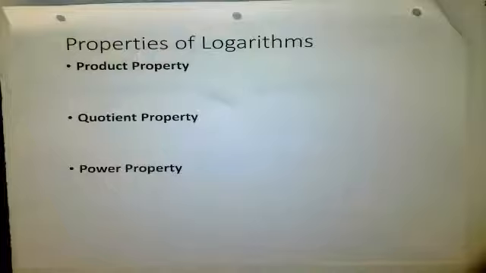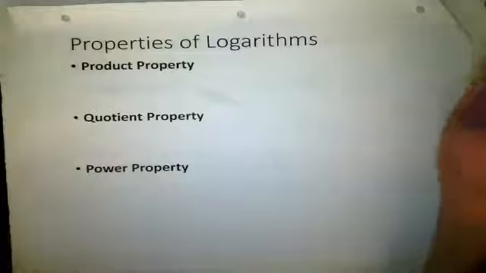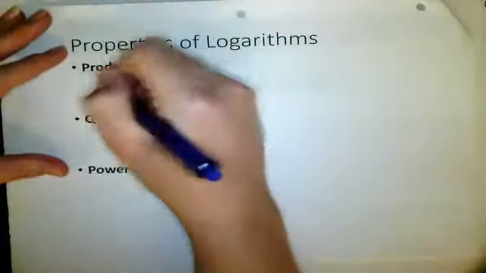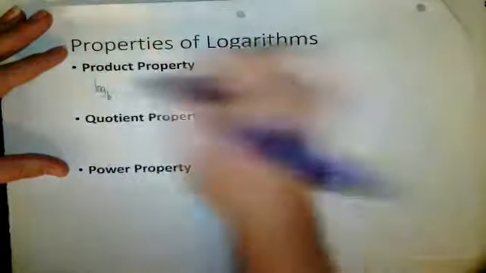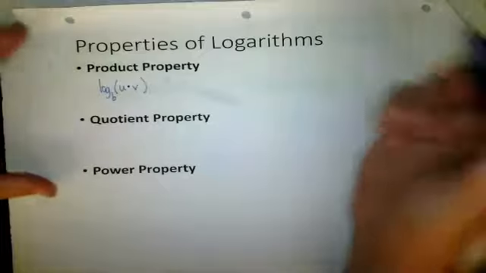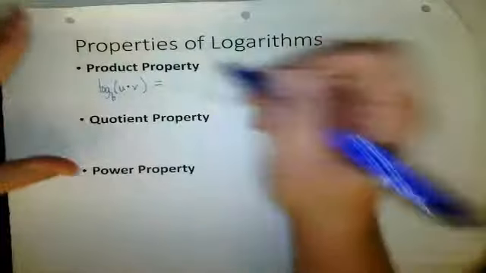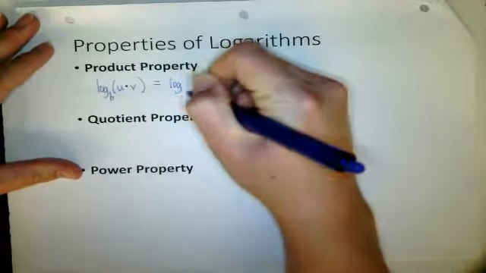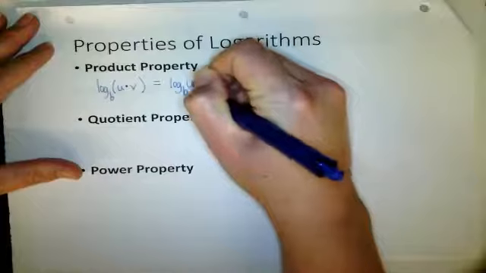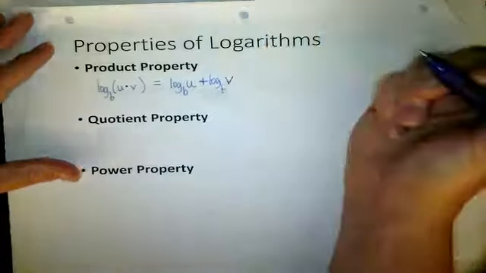So the first property is called the product property. The product property says if I have log base b of u times v, meaning I have a product multiplying two things inside the logarithm, I can actually add the logs. It means that we can expand log base b of the first thing plus log base b of the second thing.